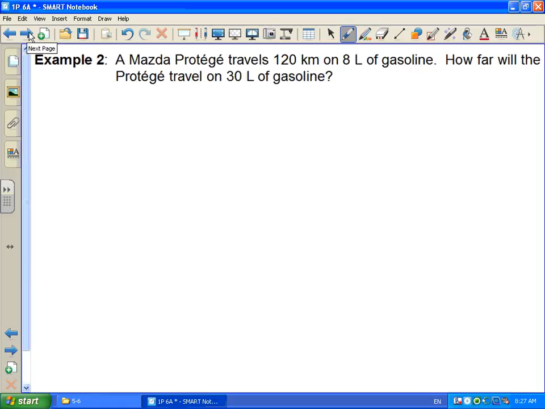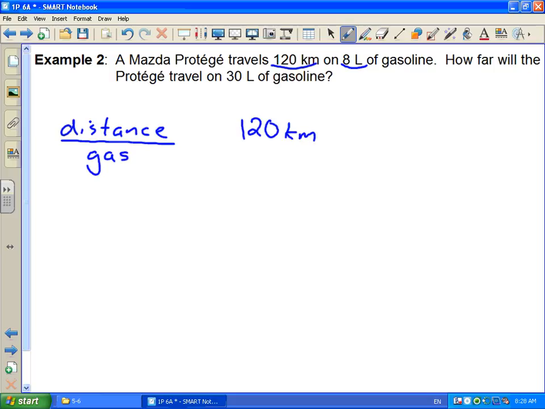Okay, so let's do another example here. A Mazda Protege travels 120 kilometers on 8 liters of gasoline. How far will the Protege travel on 30 liters of gasoline? Well, let's set up our rate here. We've got 120 kilometers in 8 liters. So we can set this up as distance to the amount of gas that's being used. And so we've got a distance of 120 kilometers, and 8 liters of gasoline is our rate. How far will the Protege travel on 30 liters of gasoline?